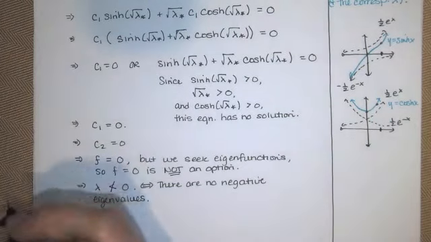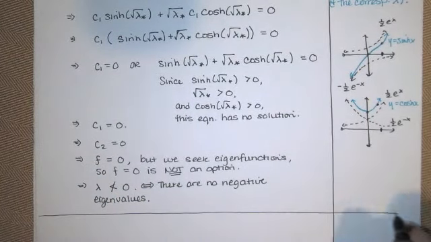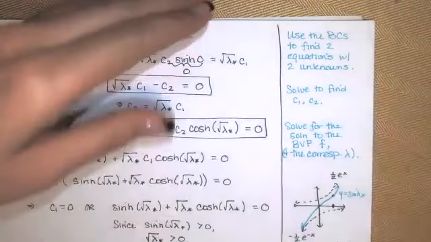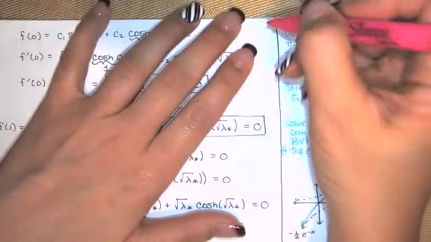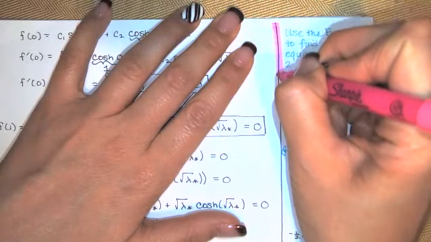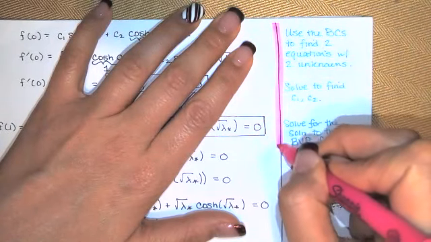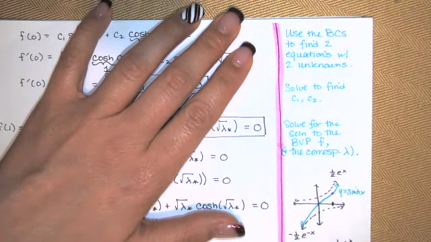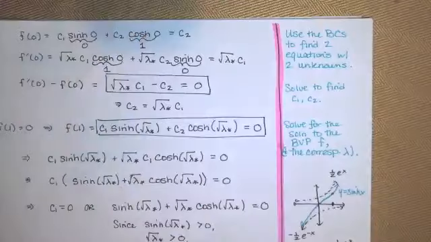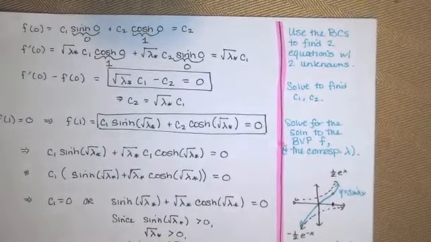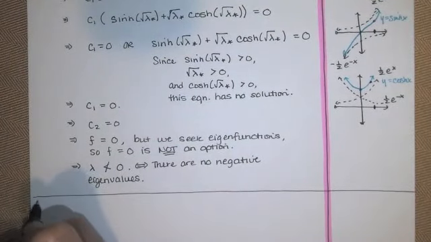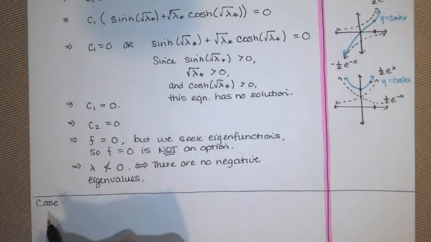We ended up somewhere that didn't particularly help us. That's okay. We can move on. It's always good to learn something. Sometimes if we feel like we haven't made progress, actually we have. We find out something doesn't work, that's information. And that information can be very helpful to us. Okay, so we know that lambda is actually not negative, not when we're talking about eigenvalues for this particular Sturm-Liouville problem.